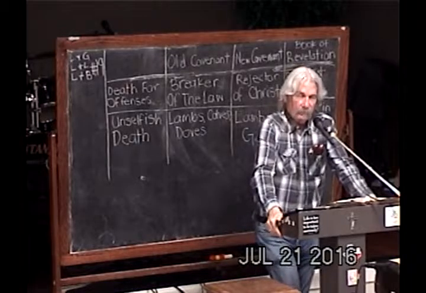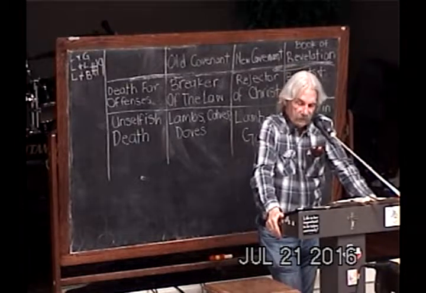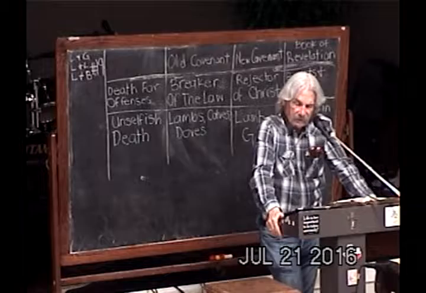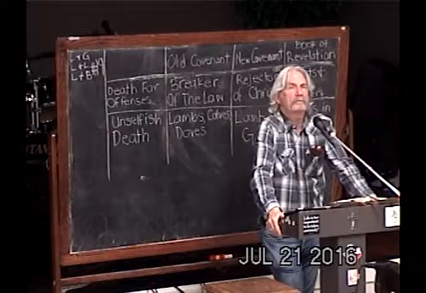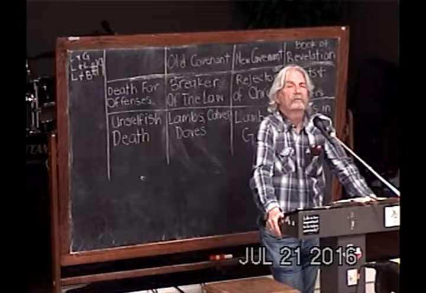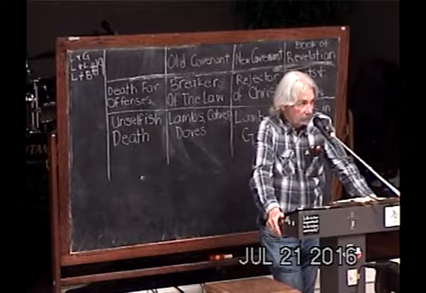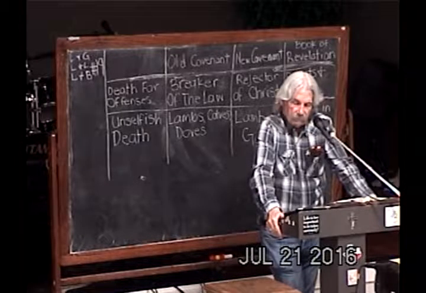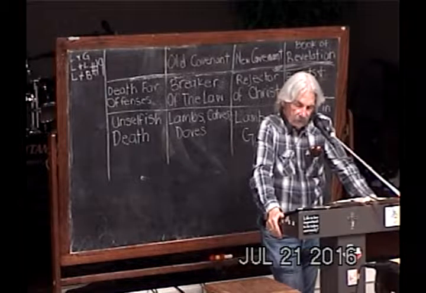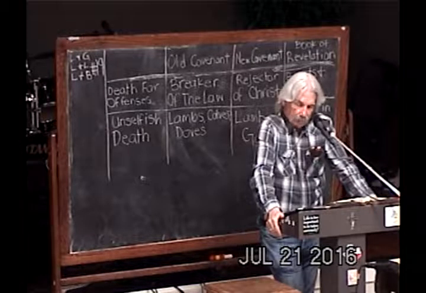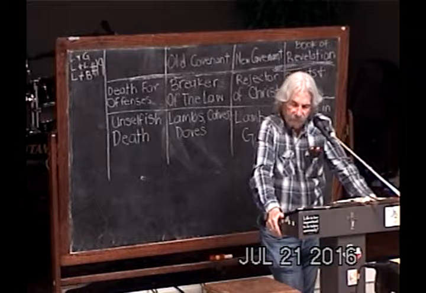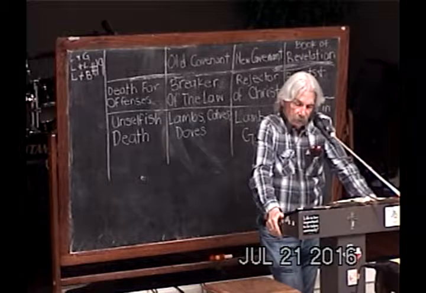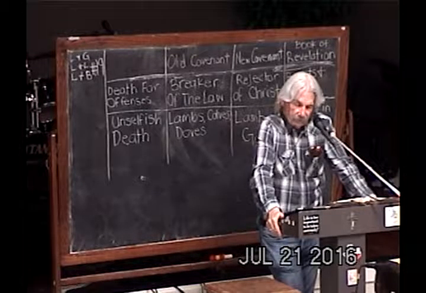In the New Covenant, so we're moving now from the Old Covenant to the New Covenant, we find the fulfillment of these two deaths that are found in the Old Covenant. So we know that the New Covenant is the fulfillment of the Old. But now we're going to see the reason for that. So the Old Covenant was a shadow, and the New Covenant is the fulfillment. Christ brought in a death for all men, both Jews and Gentiles.